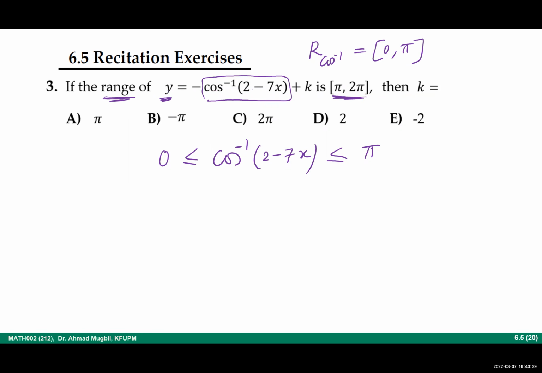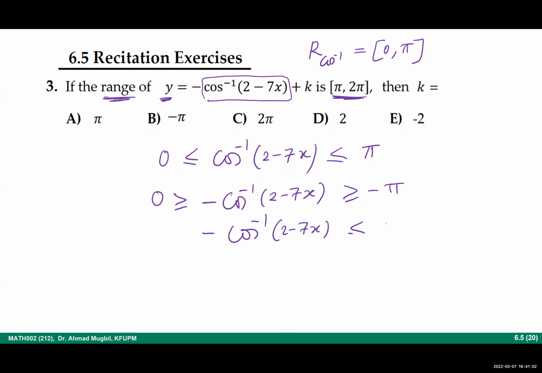Cosine inverse is between 0 and pi, so negative cosine inverse will be where? We will multiply both sides by negative. So this will be greater than or equal to negative pi, less than or equal to 0, which I prefer to write this way: less than or equal to 0, greater than or equal to negative pi, which is the same. I just reverse it, bringing this one on the right and that one on the left.